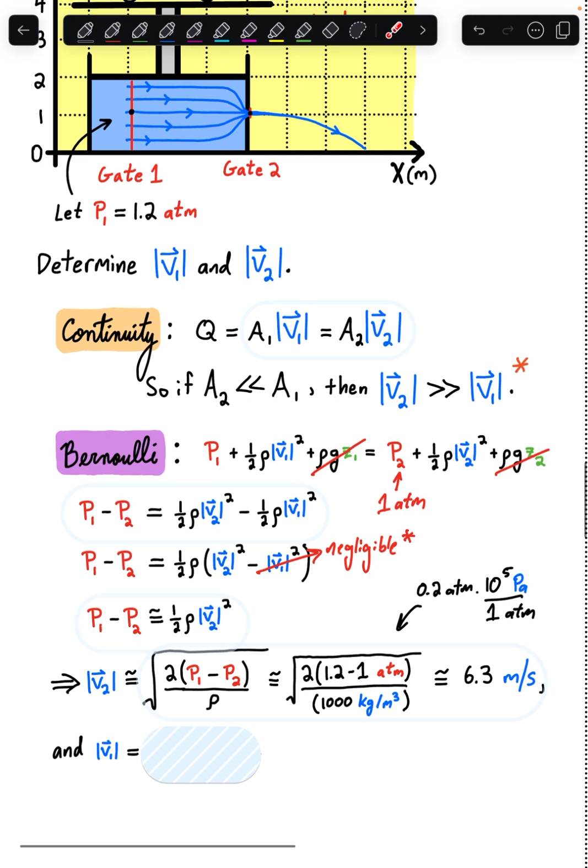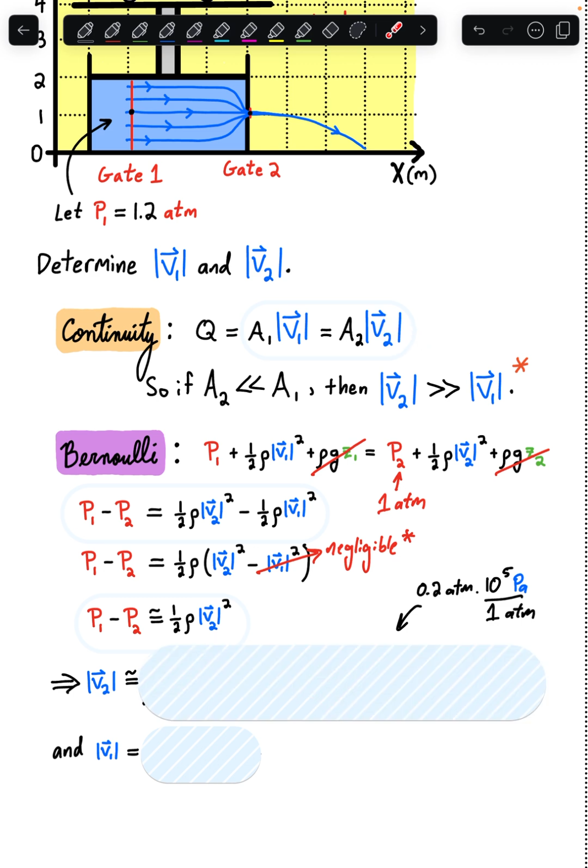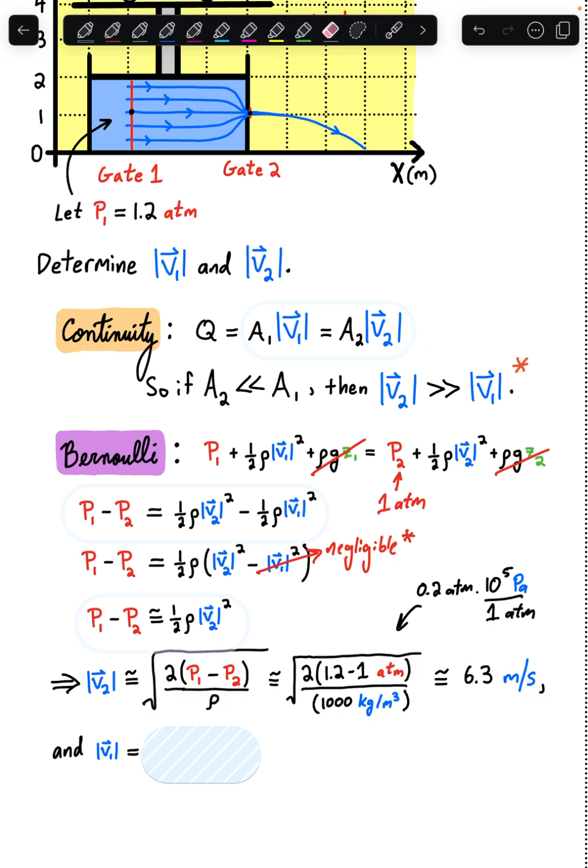We could then go back to our continuity equation, knowing speed 2, work out what speed 1 must have been. And its speed 1 is given by this ratio, multiplying speed 2. And if the size of the hole is very tiny compared to the size of the tank, then this speed is negligibly tiny compared to the speed of the spout, and so approximately 0 here.